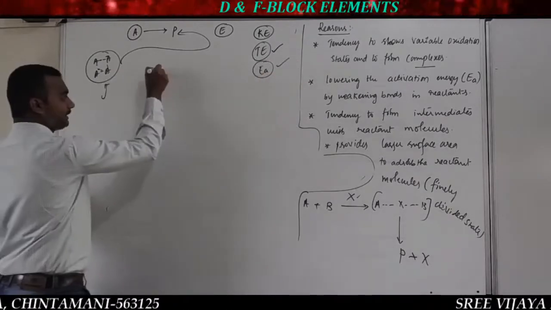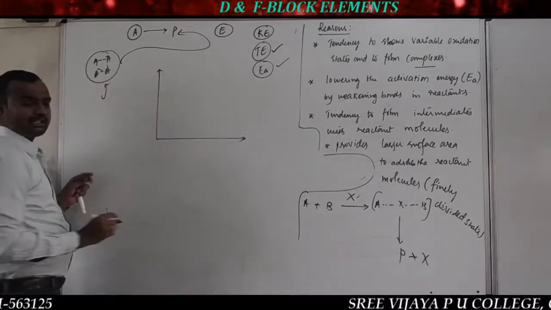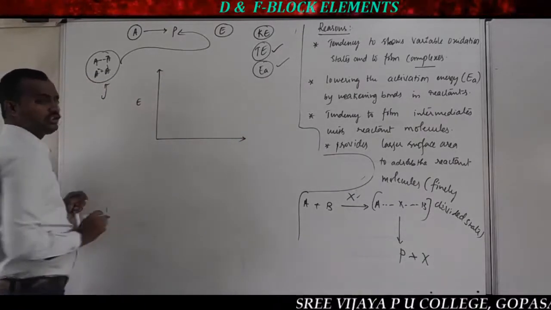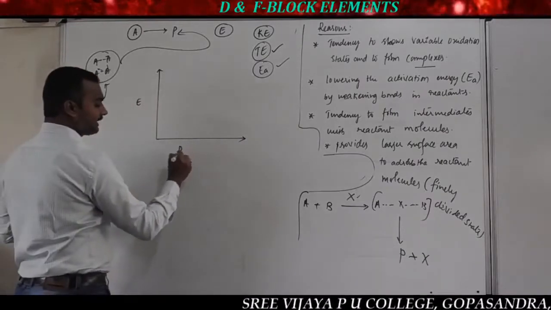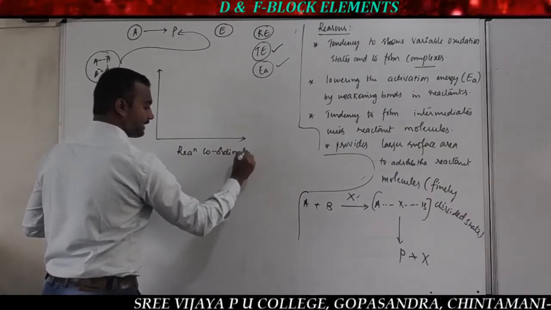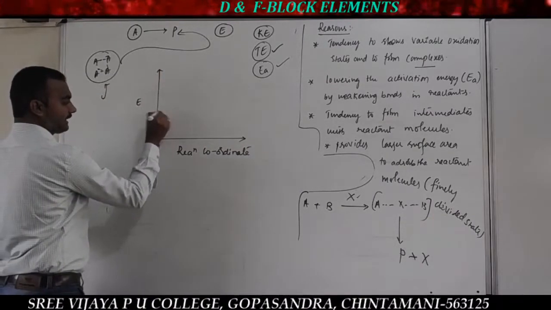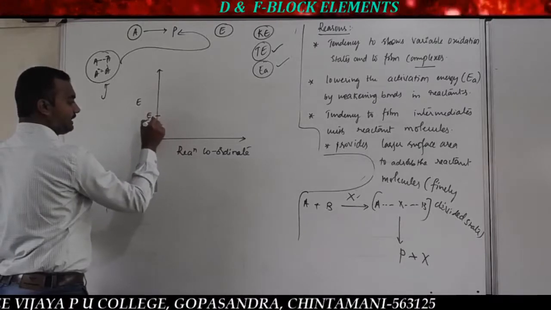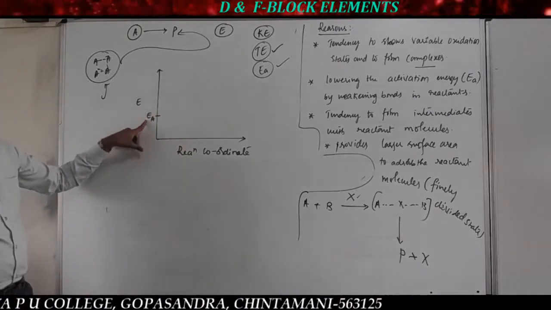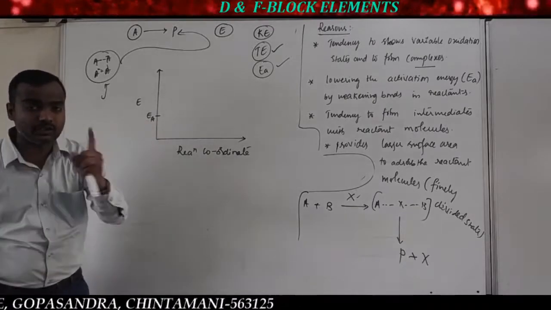I will give a simple graphical representation, which we are going to study in chemical kinetics actually. This is the energy on the y-axis and this is taken as the reaction coordinate. This is the energy of reactant A, and you have to know one thing: the energy of A in the reactant is not sufficient to undergo collision.